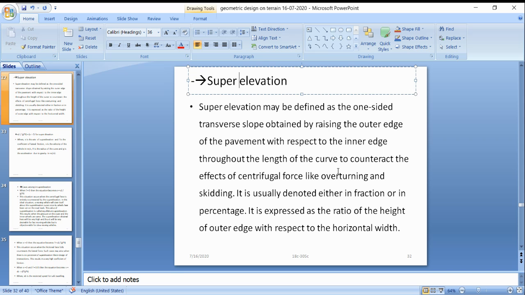So here we are getting centrifugal forces, and when a vehicle is turning there is a chance of skidding of the vehicle. So centrifugal force will be there, to be counteracted at the turning places. Super elevation is generally denoted in percentage or in fraction. It is expressed as the ratio of the height of the outer edge with respect to the horizontal width.